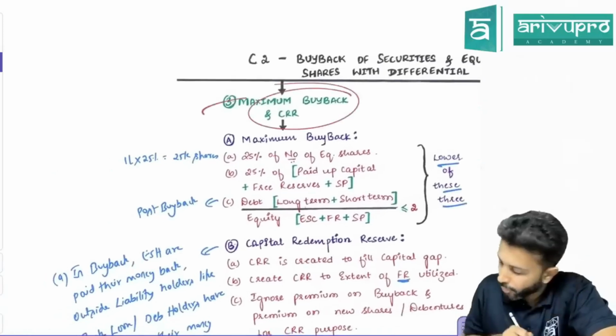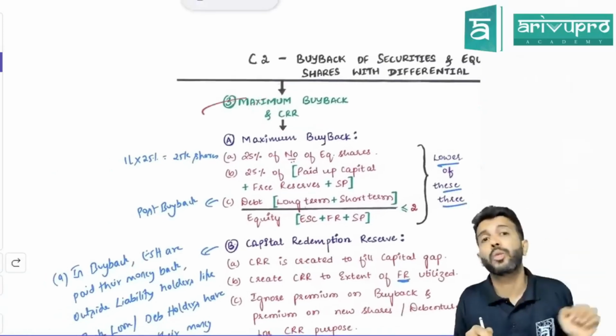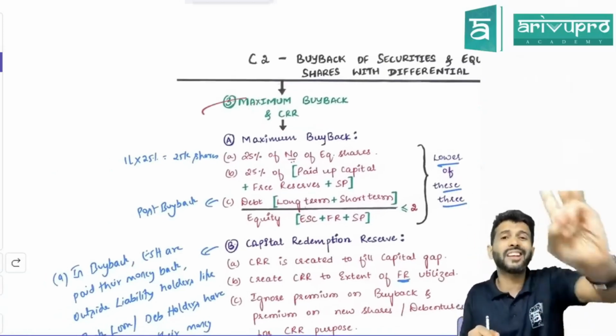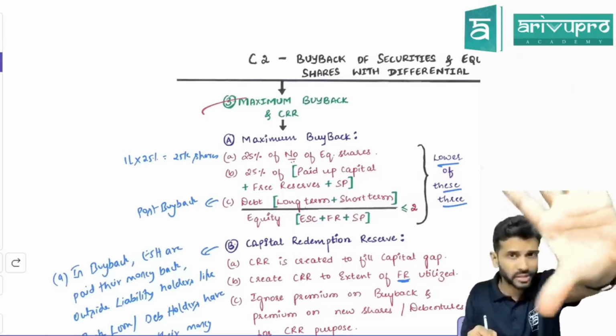Moving on to the next. Sir, is there a limit for buyback, or a maximum amount which a company can buy back? There are 3 limits. One is the share test, or number of shares outstanding test.